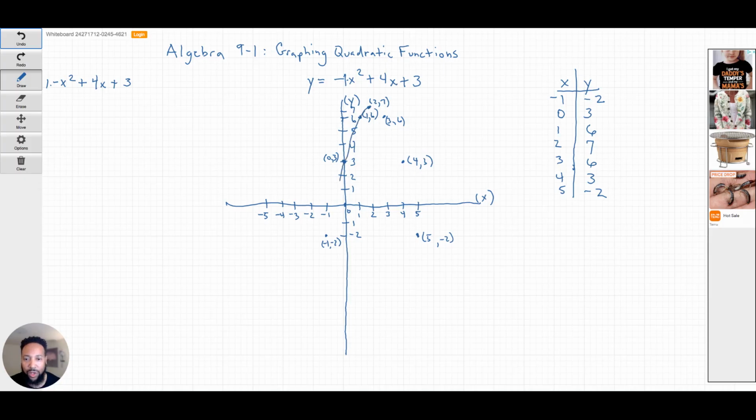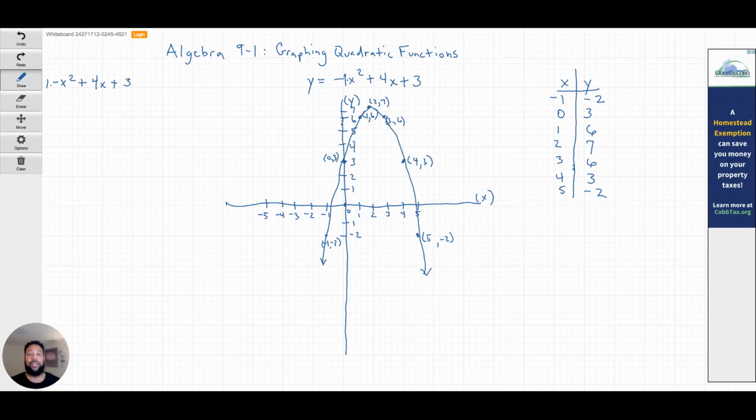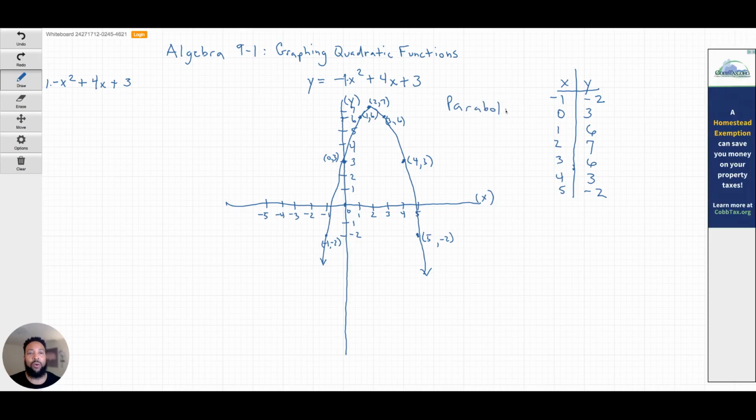And what we're doing is we're going to connect all points. So let me do that. So we're just connecting all of our points here. And then we want to connect our points here. So this is what a quadratic function looks like. This is what you would call a parabola. P-A-R-A-B-O-L-A. And it looks like this parabola is pointing down.